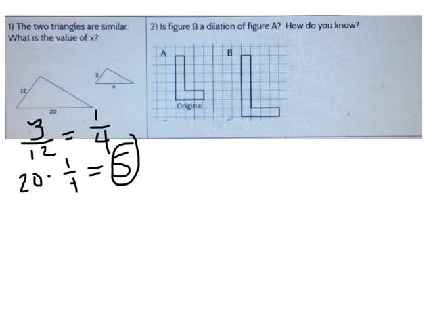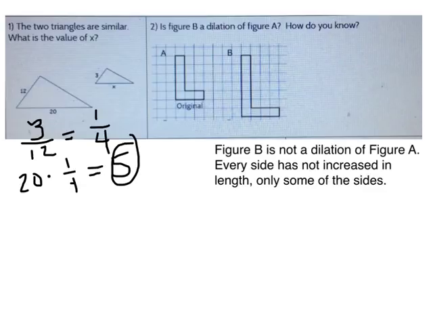Now look at number 2. Is figure B a dilation of figure A? How do you know? Go ahead and answer that question now. Figure B is not a dilation of figure A. Every side has not increased in length. You can see that the top and the right sides did not change in length. So therefore it is not a dilation. These shapes are not similar.